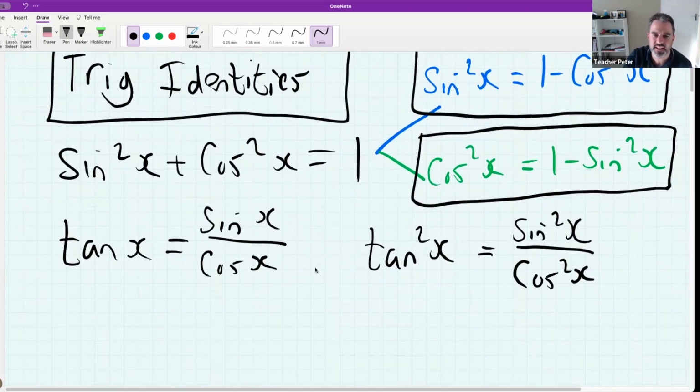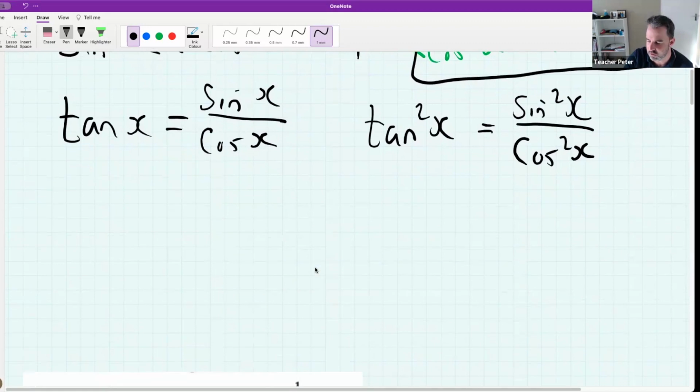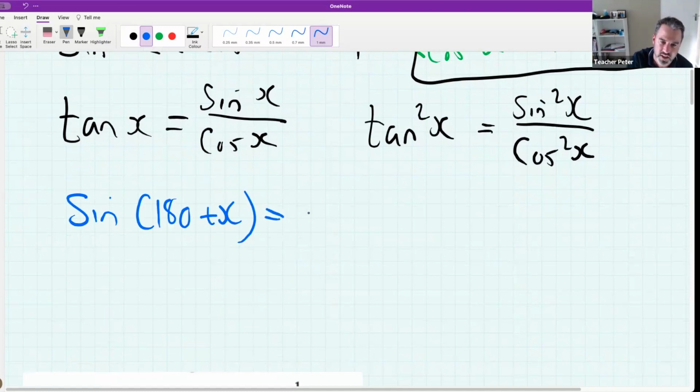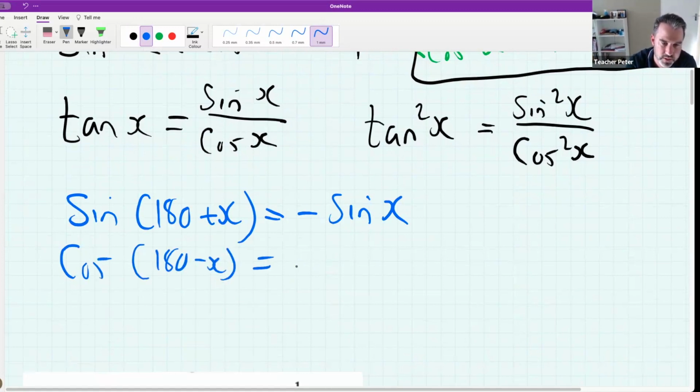In addition to these identities, which are the main focus, we also have some of the reduction formula identities that crop up from time to time. For example, if I said to you, what is the sine of 180 plus x? That is equivalent to minus sine x, and you can look at our previous videos on the reduction formula for that. Or if I said, what is the cos of 180 minus x? That would be the same as minus cos x. Those are often called the reduction formula.